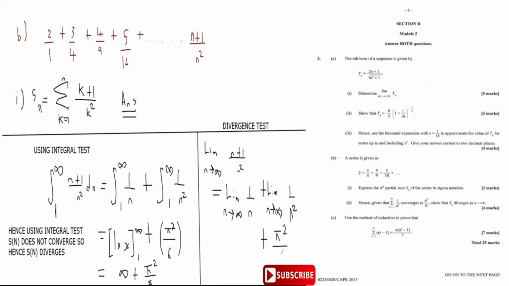But then what's the limit of 1 over n? The limit of 1 over n as n goes to infinity, right? This part does not converge. Now, how are you going to show that 1 over n does not converge?